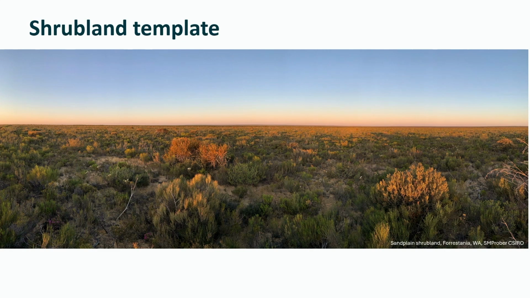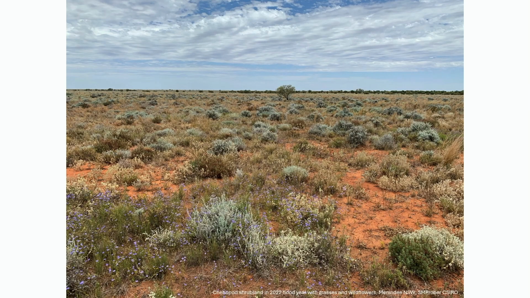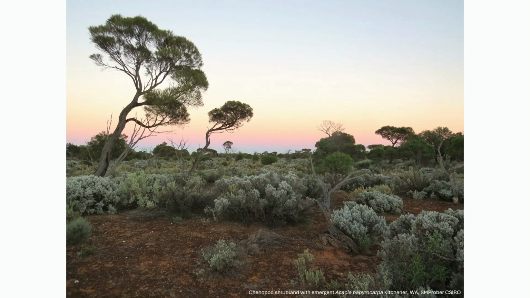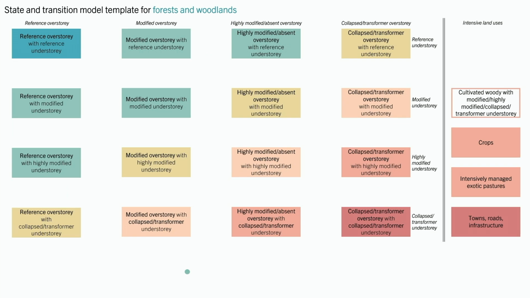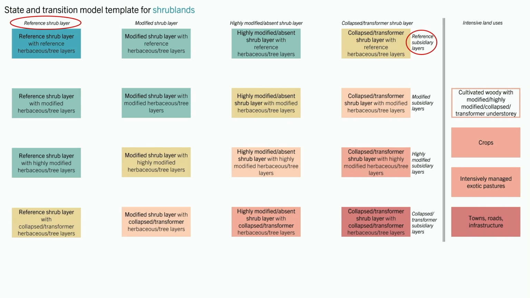Starting with shrublands. Here's an example of a shrubland that is predominantly made up of the shrub layer. But not all shrublands are composed just of the shrub layer. Chenopod shrublands, for example, typically have a diverse herbaceous ground layer as well. And sometimes we might also see emergent trees in shrublands. So when thinking about a template for shrublands, our shrublands group put forward the concept of recognising a dominant biomass layer for one axis of our template versus subsidiary layers for the second axis. So here again we have our forest and woodlands template, and in the same vein for shrublands we've put forward the same shape template, but in each state the shrub layer is treated as the dominant layer with other layers, i.e. in this case the herbaceous and tree layers, treated along the second axis.